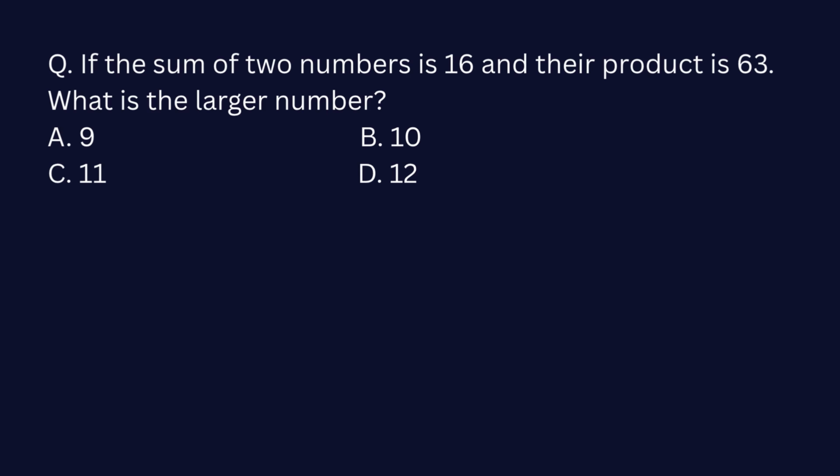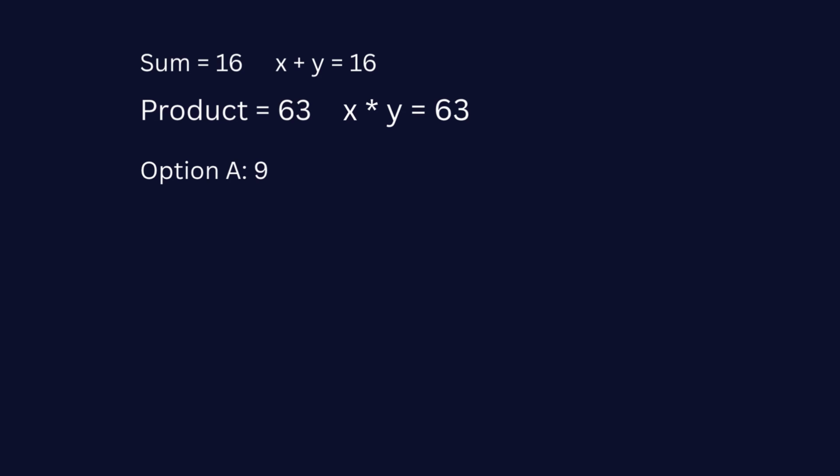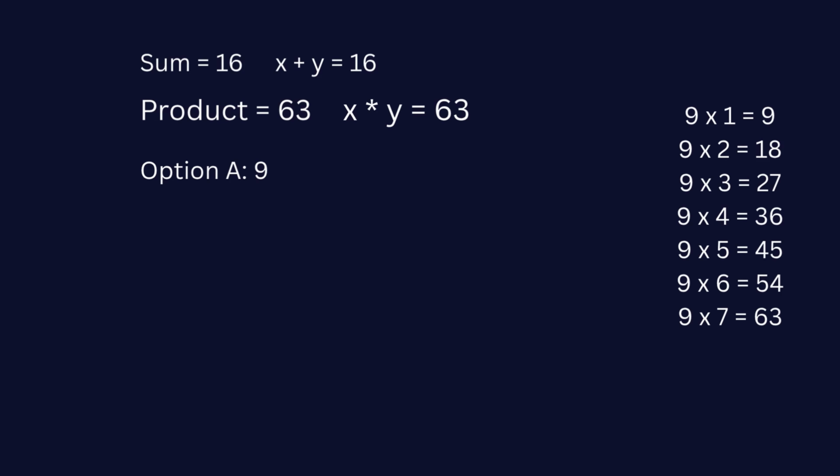Now if you scan the options, we have 9, 10, 11, 12. Now we can do the multiplication to get to the product of 63. If you look closely at the other options, which are 10, 11, 12, there isn't any other number that I can multiply that would give me 63 other than 9. If I do 9 times 7, you can see that it's actually giving me 63. And if I do 9 plus 7, it would give me 16.